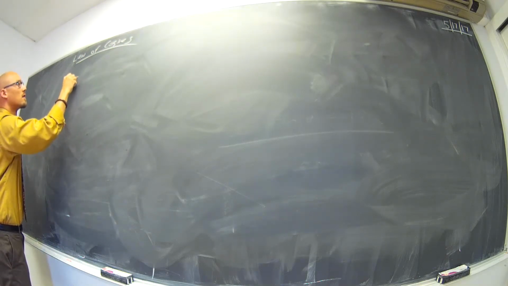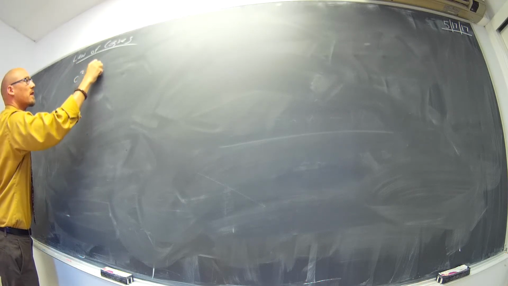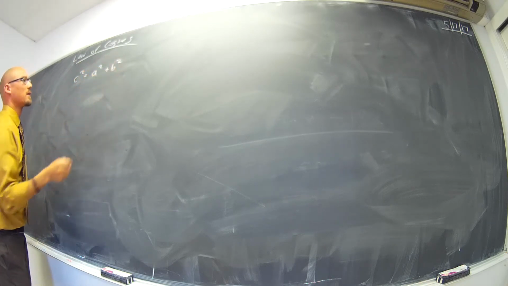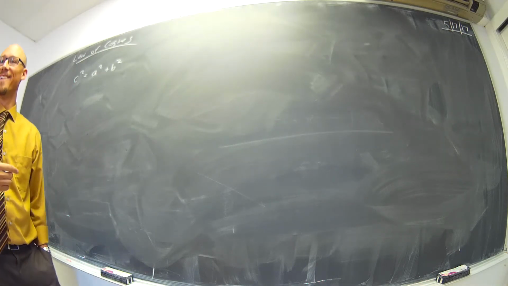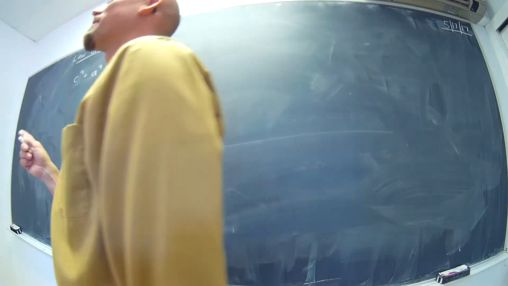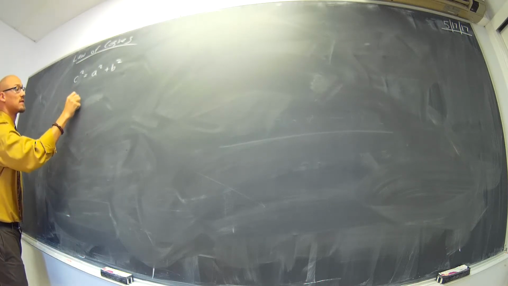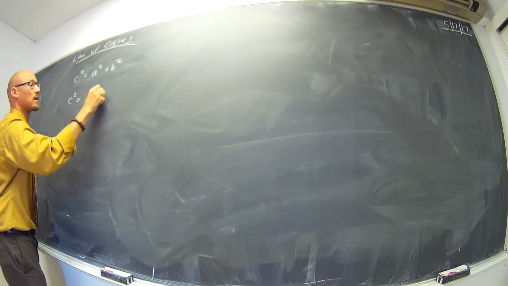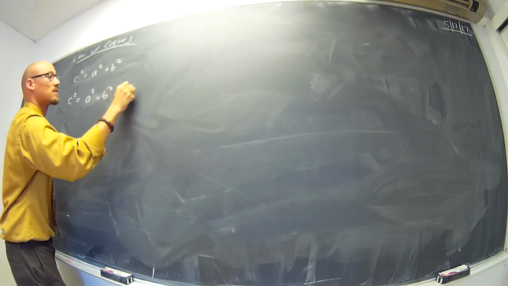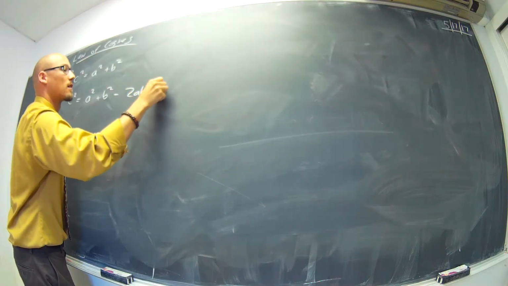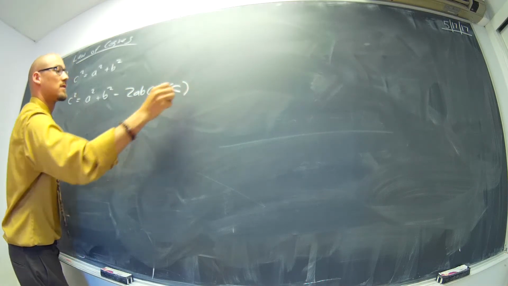You guys remember that thing? I'm going to write it this way for funsies: a squared plus b squared equals c squared. Remember that guy? Yes, from earlier today. So, Pythagorean theorem is actually a special case of the law of cosines. In general, for any triangle, c squared equals a squared plus b squared minus 2ab cosine of C.